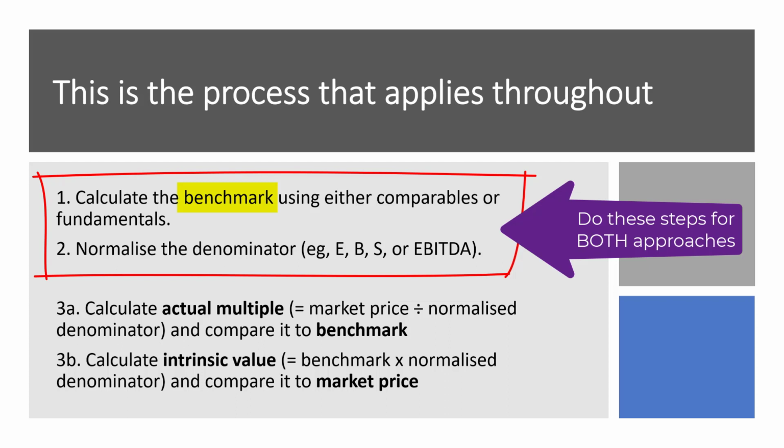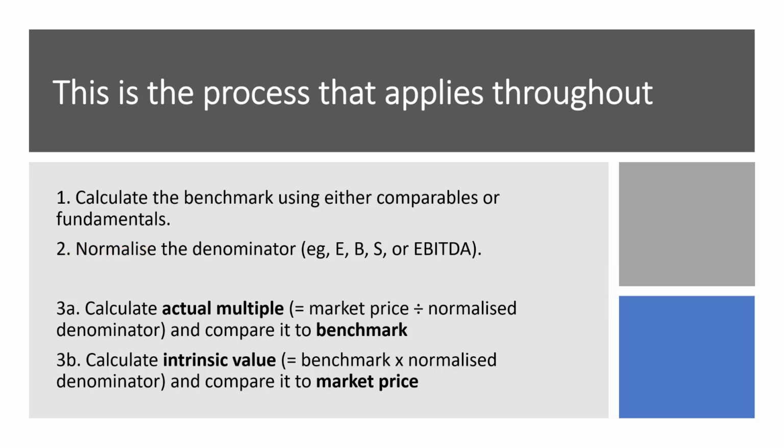And you also need to do something called normalization of the denominator, which means that adjustments are likely to be required to the earnings number in a price earnings ratio, the book value of equity number in a PB valuation, or the EBITDA number in an EV EBITDA valuation. So those first two steps are common to the valuation technique, regardless of whether you are doing an intrinsic or a relative valuation. Then at step 3, things branch out.